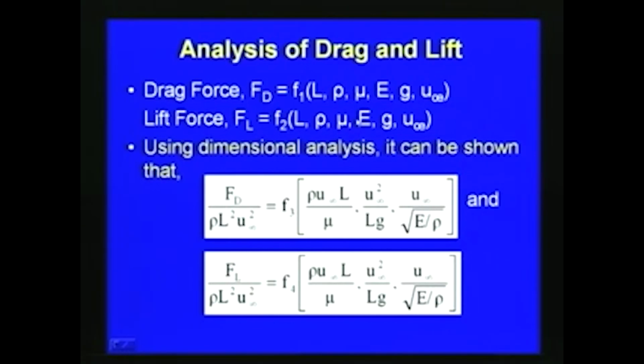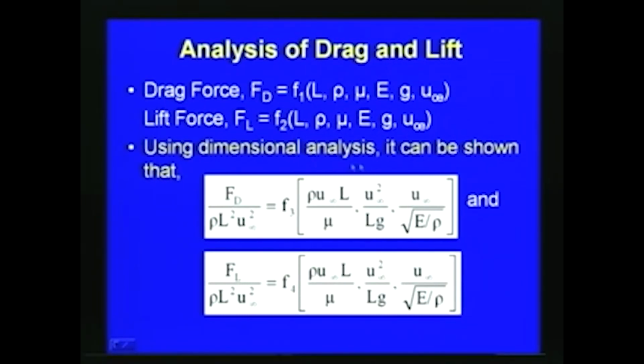Similarly, the drag force can be considered as a function of the length L, the density rho, the coefficient of viscosity mu, the elasticity E, the acceleration due to gravity g, and the free stream velocity. Similarly, the lift force can also be considered as a function of these parameters as shown here. F L is equal to F 2 as a function of L, rho, mu, E, g and u infinity. So we can do an analysis with respect to these various parameters.